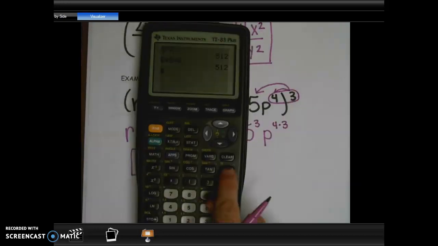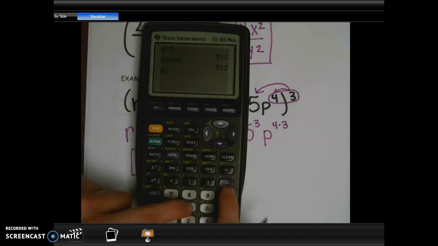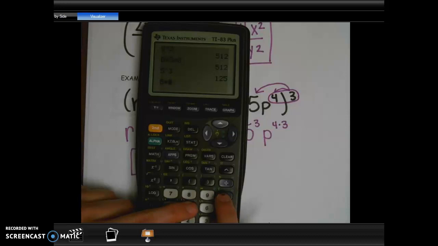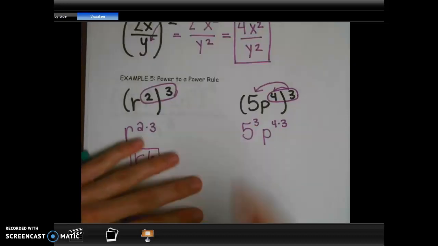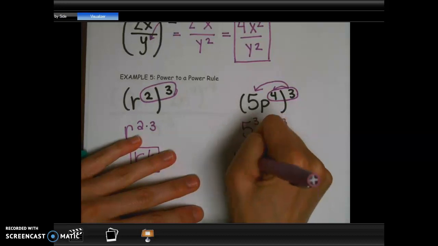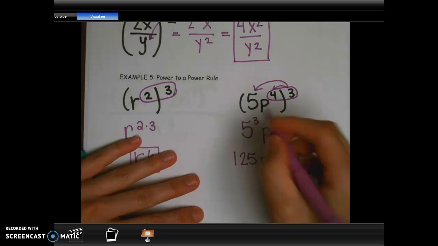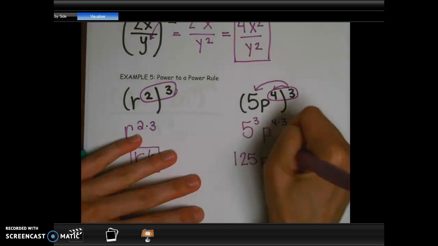All right, remember how to find out what 5 to the 3rd is? You can use your little rooftop button here. So we go 5 to the 3rd, or if you're not comfortable with that, it's 3 times: 1, 2, 3. 5 times 5 times 5. So we have 125 p, and then we do 4 times 3, which is 12.